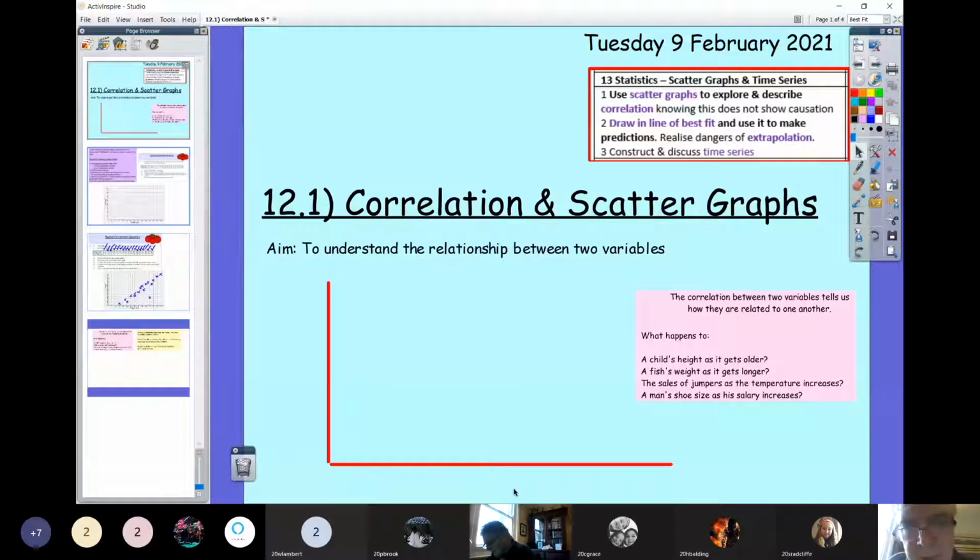But for today, I just want to introduce you to this little topic called correlation and scatter graphs. Imagine you've got two things going on, what we'll call two variables. Let's say we've got a child's height and a child's age. If we put the child's age at the bottom, let's see what sort of lag we've got. Child's age will go along the bottom, and let's say a child's height is on this side.